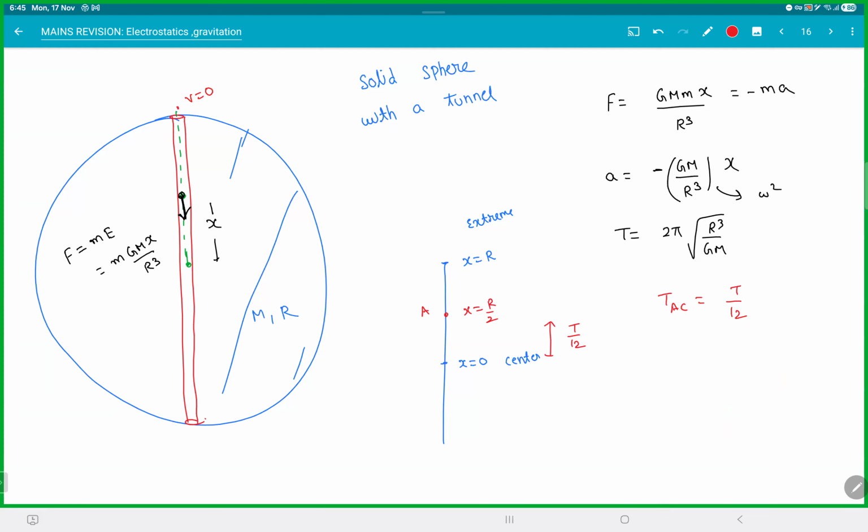And what is the speed at the center? Speed at the center is the maximum speed. And what is the maximum speed in SHM? Amplitude into omega. And what is amplitude? Radius. Omega, you know already. Take it and substitute here. Clear with that?